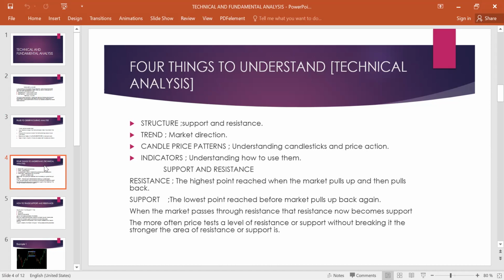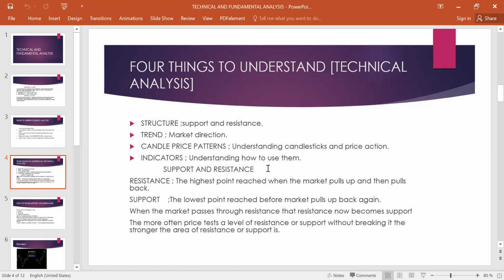We usually urge that you make the trend your best friend when you are a trader. Don't trade against the trend. If it's a downtrend, get into a downtrend after a retracement. If it's an uptrend, wait for a retracement and get into the uptrend. Third are candle price patterns. This is basically understanding the candlesticks and price action, which we're also going to look at. And then we have the indicators and how to use them.